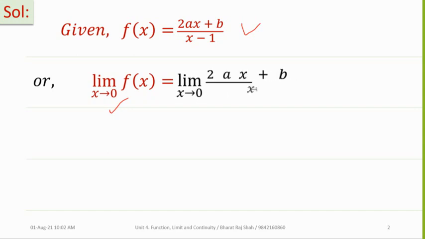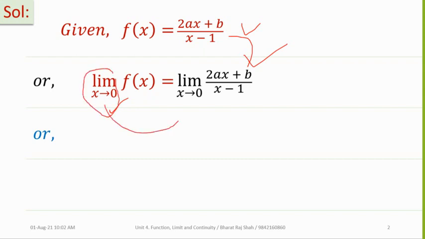First of all, we have written the question like limit x tends to 0, and here we have written this function, because this function is here. So we have put the value of the original function, which is (2ax + b) divided by (x − 1).